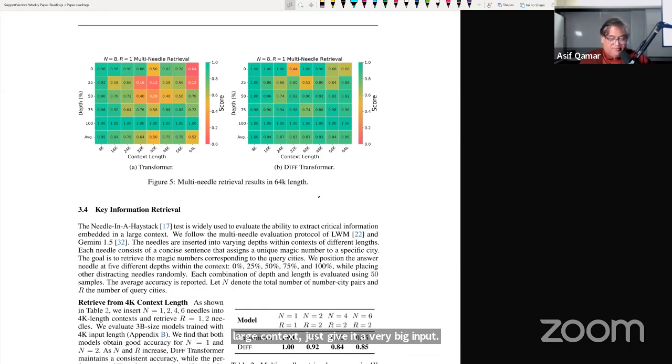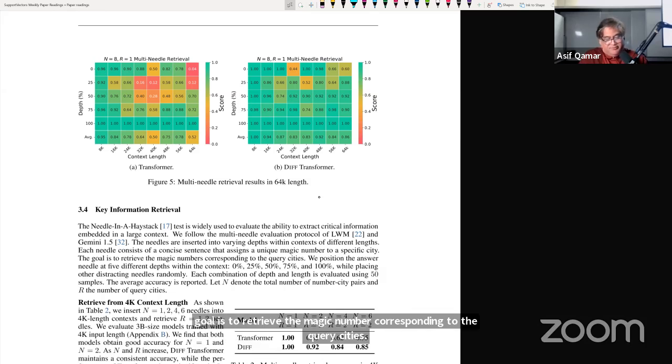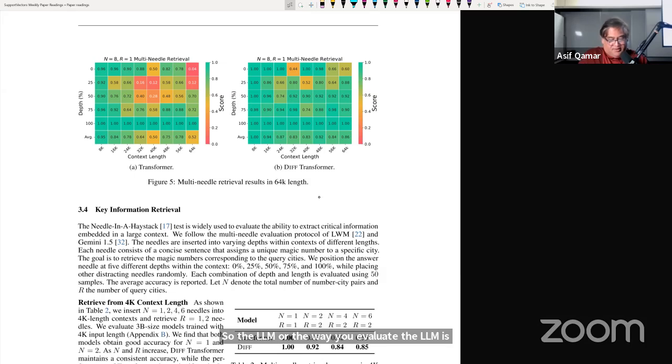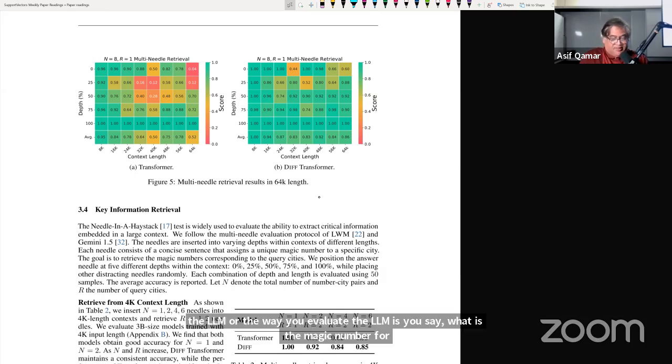We follow the multi-needle evaluation protocol of the earlier work. The needles are inserted into varying depths within contexts of different lengths. Each needle consists of a concise statement that assigns a unique magic number to a specific city. So think of a city, San Francisco, and you can say 15. The goal is to retrieve the magic number corresponding to the query cities. So the way you evaluate the LLM is you say, what is the magic number for San Francisco? And then you see whether it is able to find the answer.